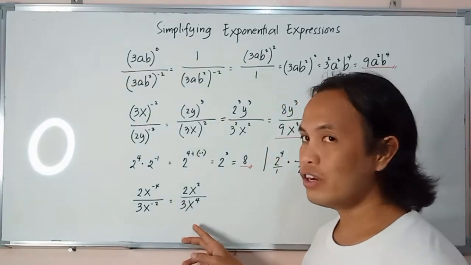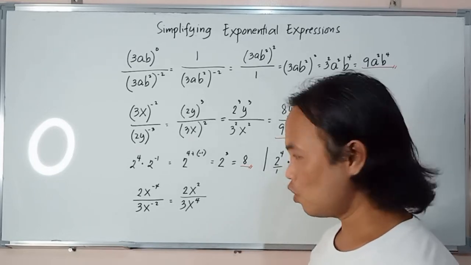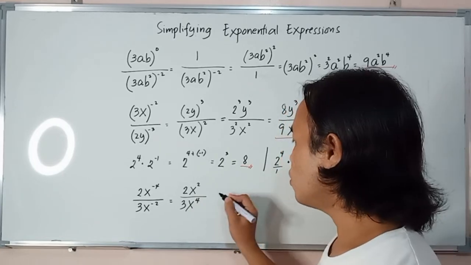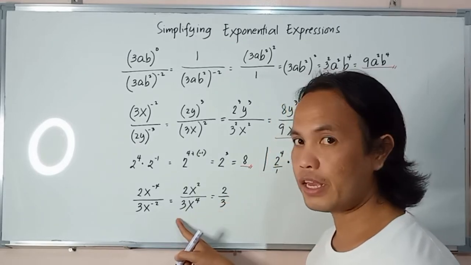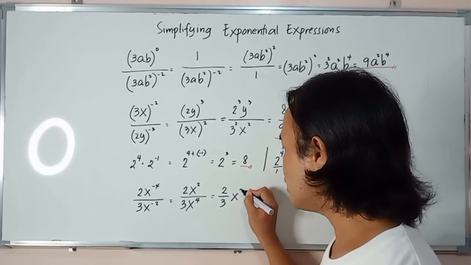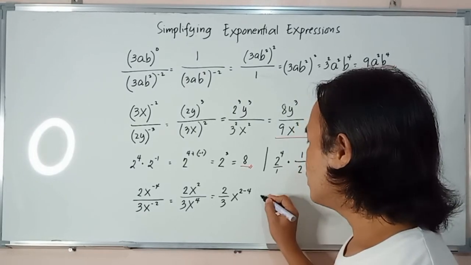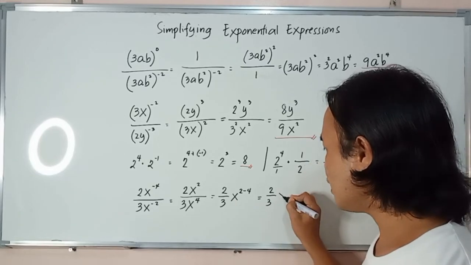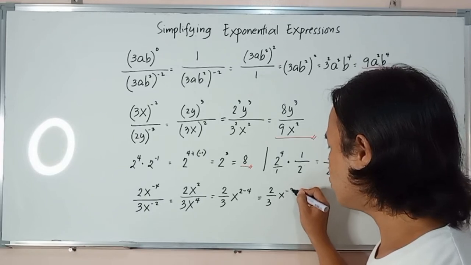Then, we apply now the law on quotient of power. The same base, subtract the exponent. So we have here the same base, x and x. So what we need to do is to subtract the exponent. So this becomes, we copy 2 over 3. So that shall remain 2 over 3. The same base, x. So we have x. We subtract the exponent, that is 2 minus 4. So, this now becomes 2 over 3, that is x raised to 2 minus 4 is negative 2.